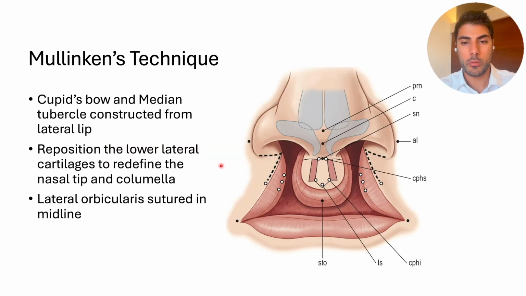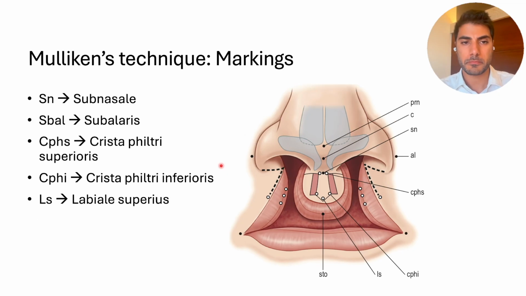We will discuss Mulliken's technique for the bilateral cleft lip, which is the most common technique being used nowadays. First he uses the cupid's bow and median tubercle constructed from the lateral lip. He positions the lower lateral cartilages to define the nasal tip and columella, so zipping the unzipped cartilages, and the lateral orbicularis muscle is obviously sutured in the midline.